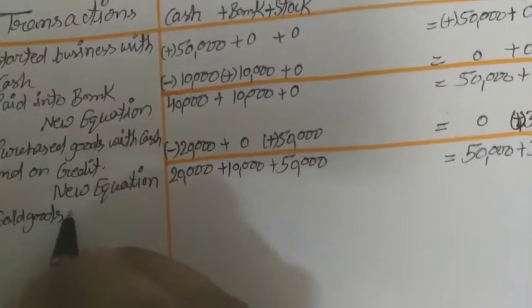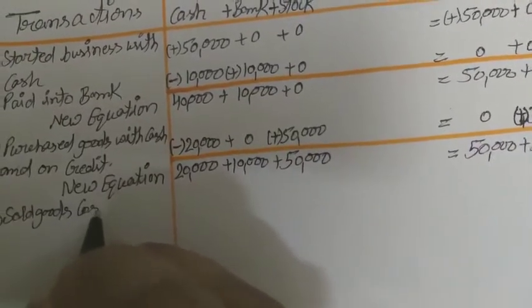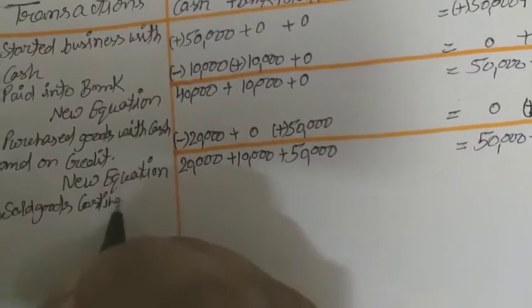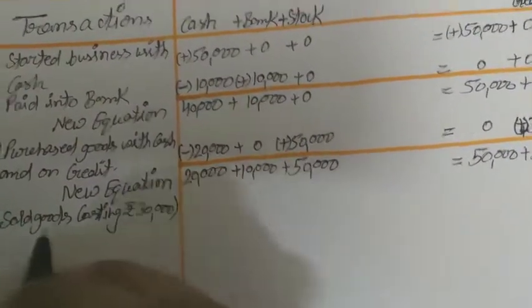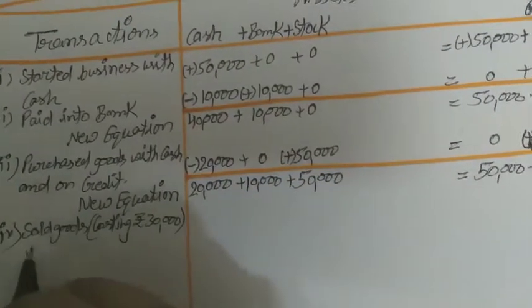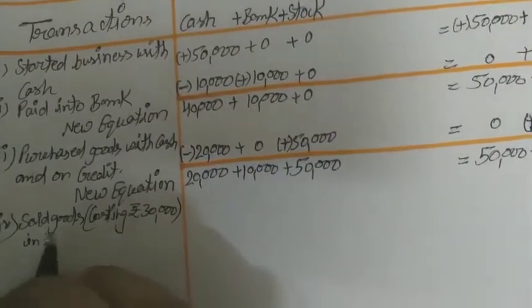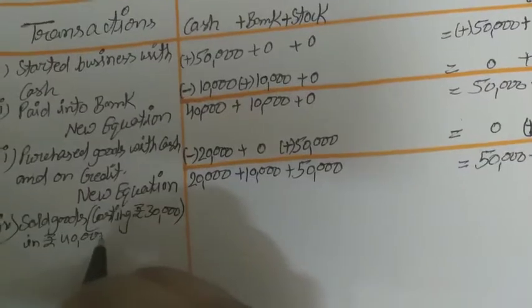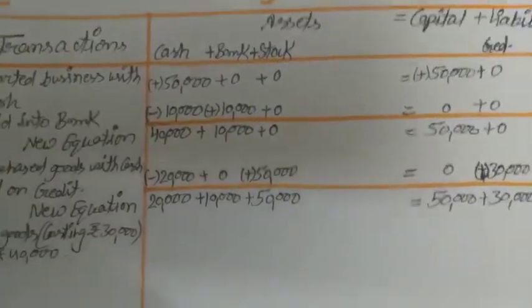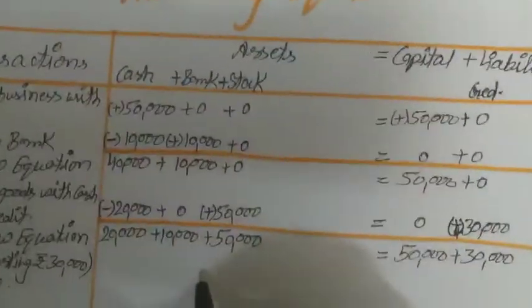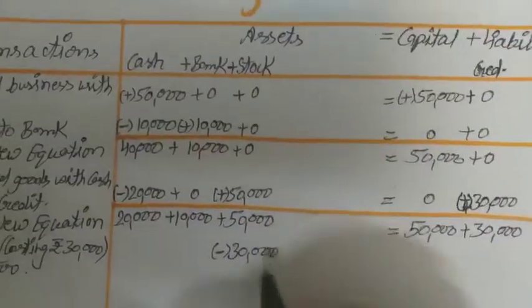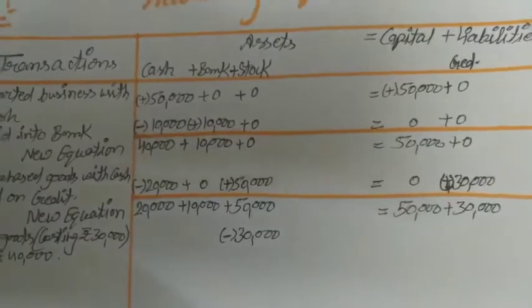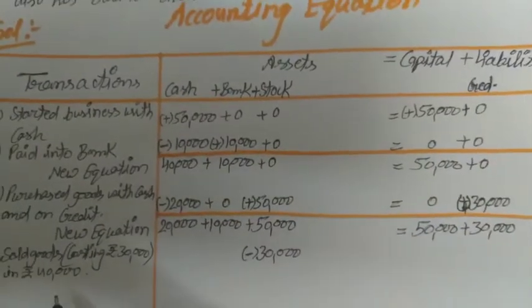Sold goods costing rupees 30,000 in rupees 40,000. So stock will be subtracted by 30,000 because 30,000 cost of stock is reducing and they are selling in rupees 40,000.